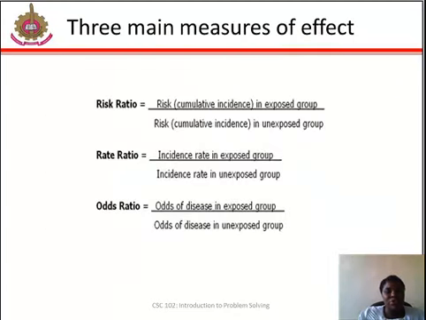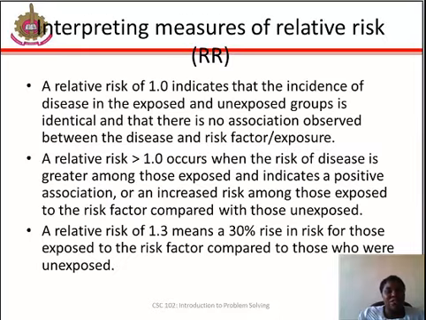Three measures of effect are the risk ratio, which is calculated as the risk in exposed group divided by the risk in unexposed group. We can have the rate ratio too, which is calculated as the incidence rate in exposed group divided by incidence rate in unexposed group. We can have odds ratio, which is calculated as odds of disease in exposed group divided by odds of disease in unexposed group.